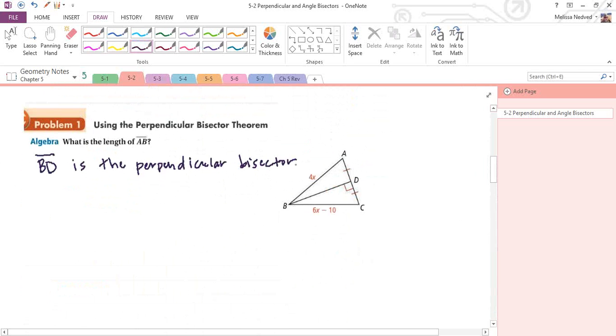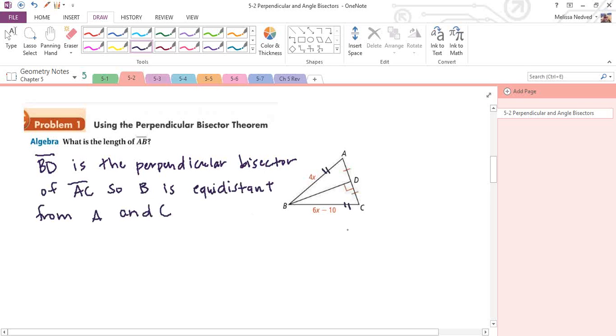So using the theorem in 5-2 we just talked about, since it's a perpendicular bisector, B has to be equidistant from the endpoints A and C. So BD is a perpendicular bisector of AC. So B is equidistant, that's our new vocab word, from both A and C. So I can put these little congruent markings on here.